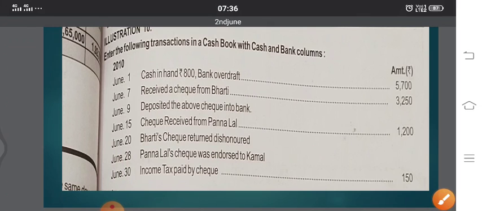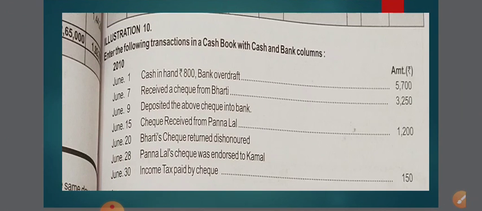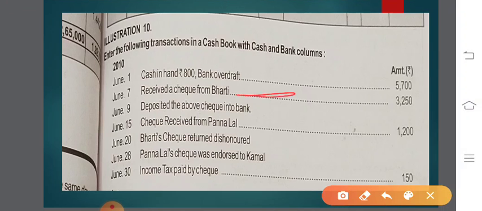The next point is received a check from Bharti. In this chapter, always remember when you received the check from Bharti, it is on 7th June. Just check the afterwards date. Is there any particular information on Bharti's check? Yes, on 9th June you can see that we deposited the above check into bank. So we received the check from Bharti on 7th June, but we deposited it into the bank on 9th June.